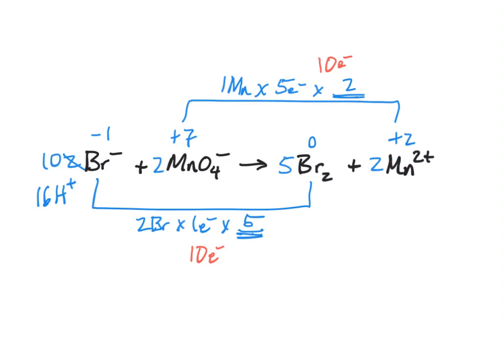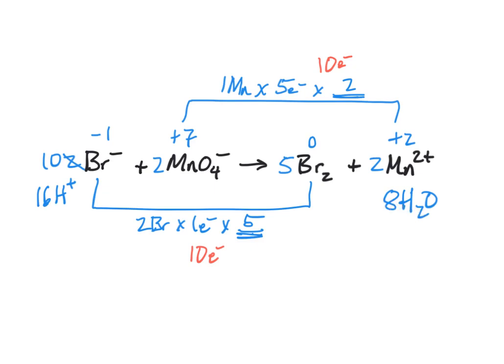Now when I added the H pluses, of course, I probably also messed up the balancing of the H's. And so what do I need to do to fix the H's? Well, you can see here I have 16 H's on the left, no H's on the right. So to fix that, I'm going to go ahead and put in 8 H2O's on the right, because remember this is aqueous chemistry, so water is readily available. So then this should have taken care of my H's. 16 H's, 8 times 2 is 16 H's.